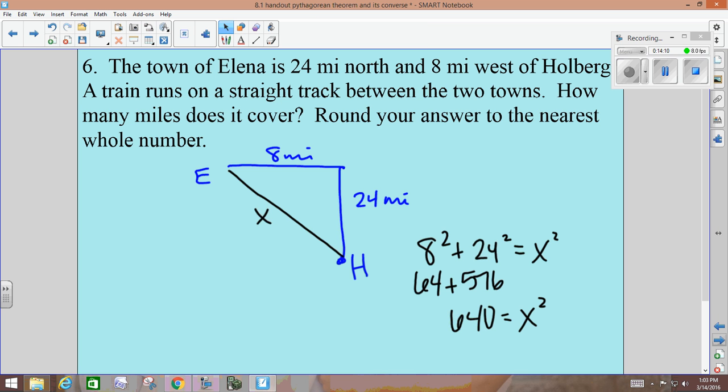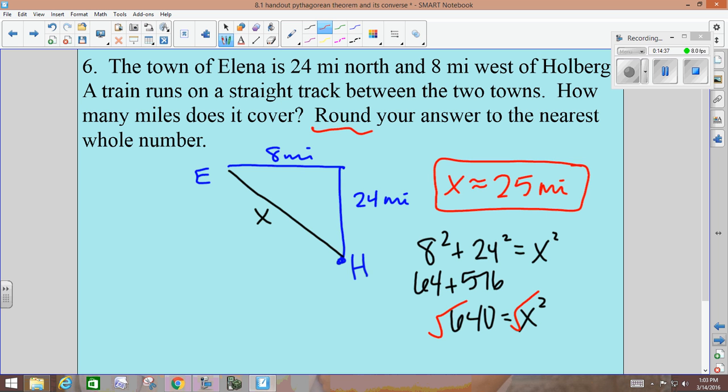Did you get to a point that you got x squared would equal 640? Okay. And then it says round your answer to the nearest whole number. You don't need to break it down then, because they're already telling you you can round. So don't find the perfect squares that go into it. Just take the square root of both sides and round to the nearest whole number. 25? So it's about 25 miles. A little less, a little more than that though, probably, huh?